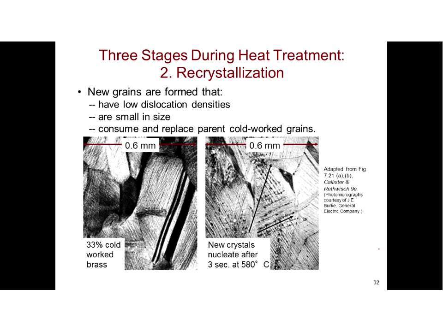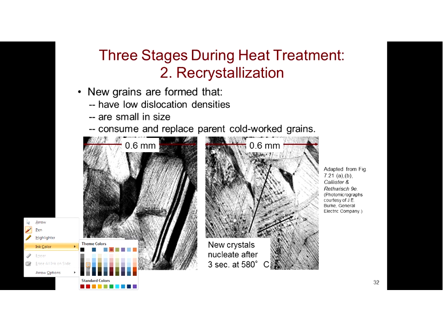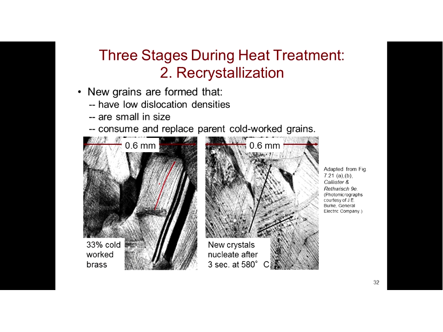So new grains are formed in the sample. What we're looking at in the micrograph on the left is brass that has been cold worked 33%. And you can see very elongated grains, right? This might have been cold rolled. Notice that the grains are really stretched out, big, long, wide grains.